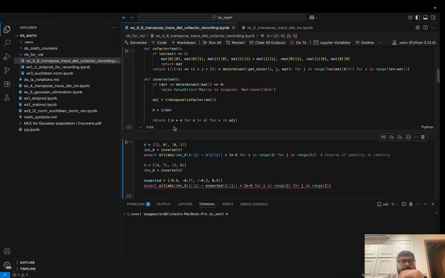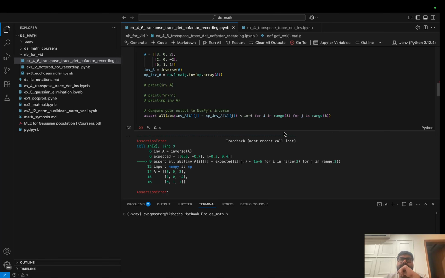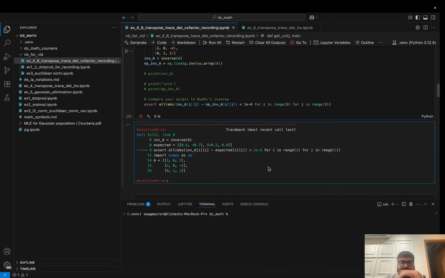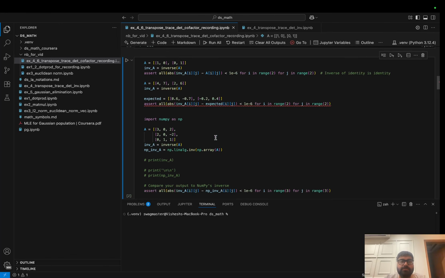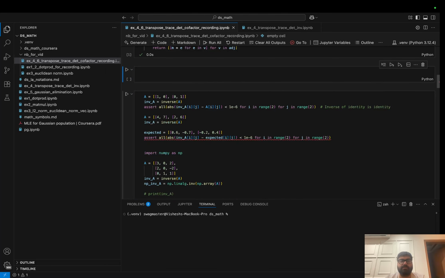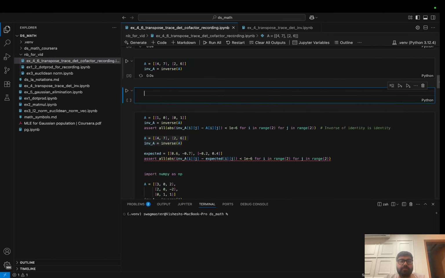What is the problem here? The adjoint is the transpose of the cofactor matrix. Assert all. Well, let's see what the actual answer is. Let's just break this up a little bit. Issues coming in over here, right? So let's just print that. And B underscore A.